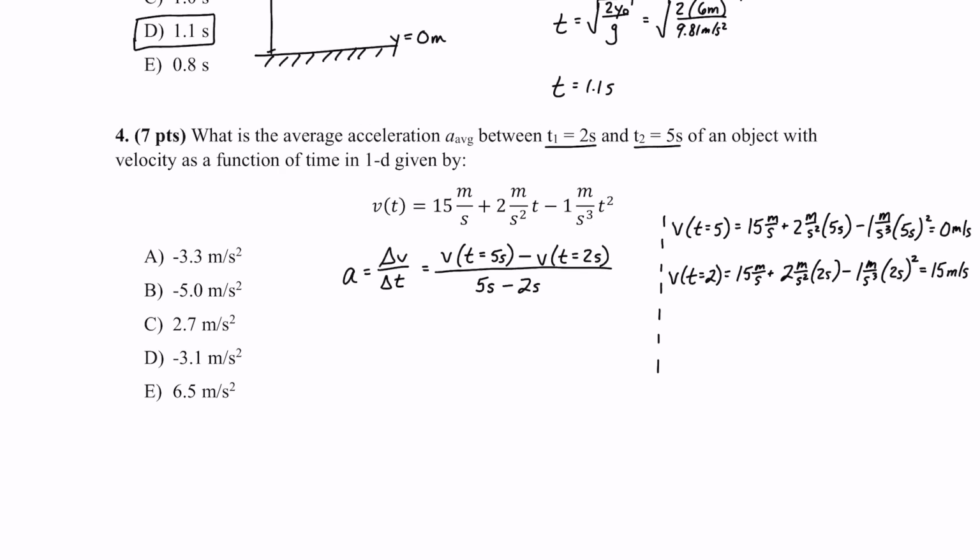Taking these values and returning to our equation for average acceleration, we can substitute 0 meters per second for the velocity at t equals 5 and subtract from that 15 meters per second for the velocity at t equals 2 seconds. In the denominator, we have 5 minus 2 gives us 3 seconds, and we can divide 15 by 3 to give us a negative 5 meters per second squared for our average acceleration, which is answer choice B.